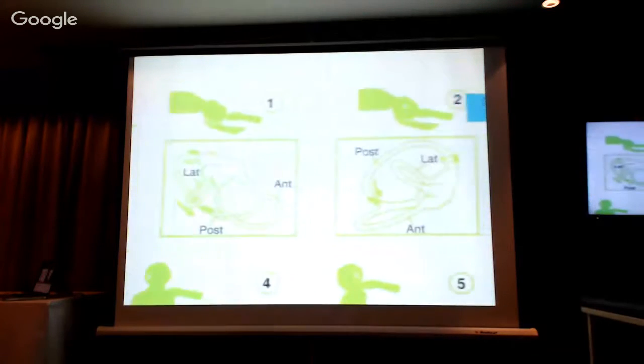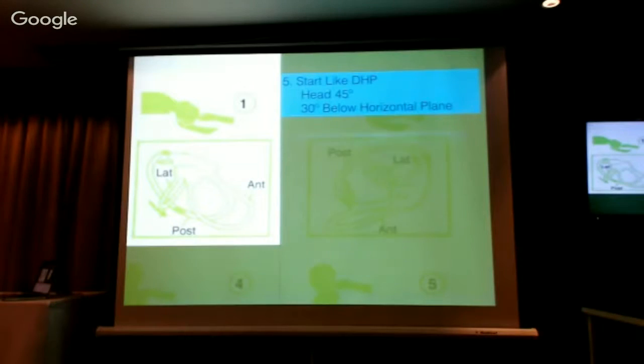Second step, or actually the first stage of movement, is like this also. Get the head down, 45 degrees turn, 30 degrees below the horizontal plane, and wait for 30 seconds.